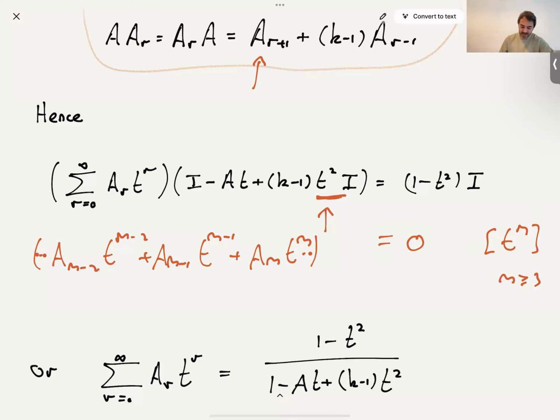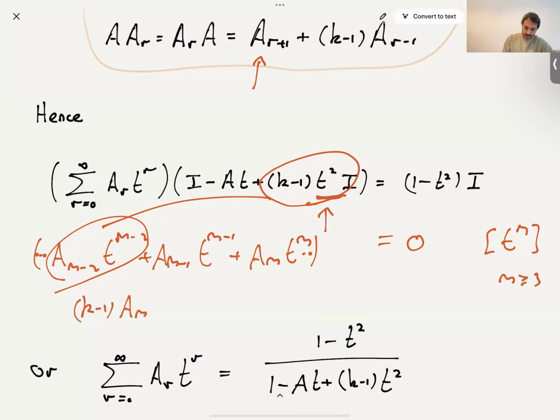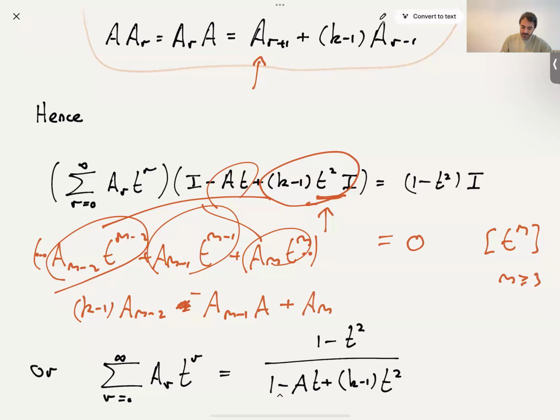And when we multiply it by that, who contributes t to the m? So when this guy meets this guy, we get a t to the m. So you get k minus 1 a_(m-2). And then when this guy meets this guy, and the order is important, so it's non-commutative, right? So it's minus a_(m-1) a, and then there is the last pair, this and that, so that's plus a_m. And that should equal 0.